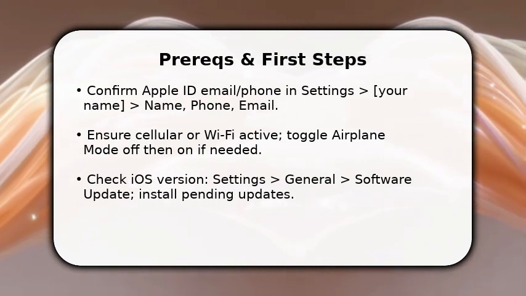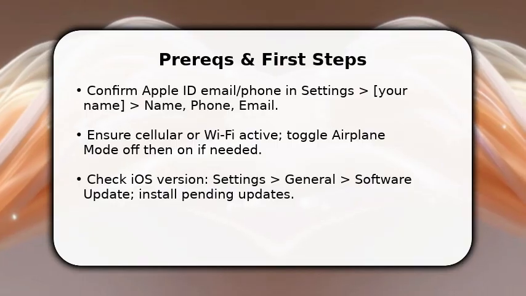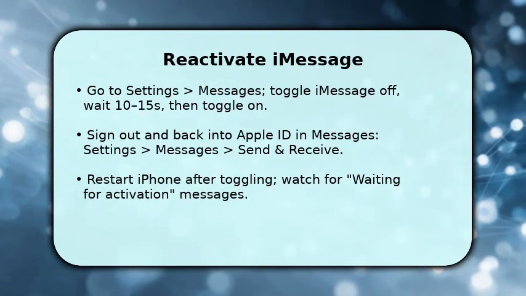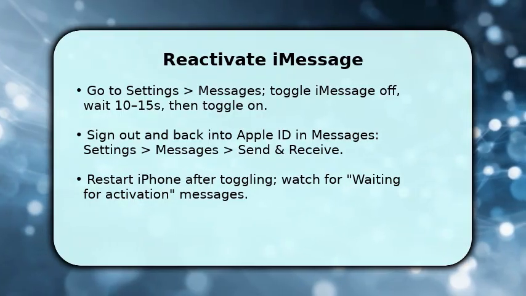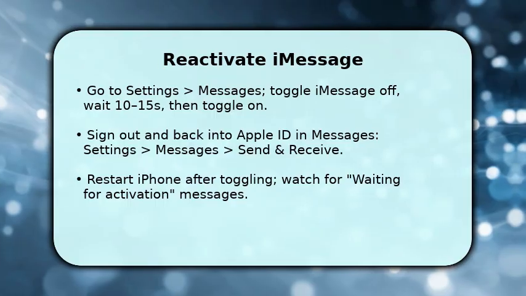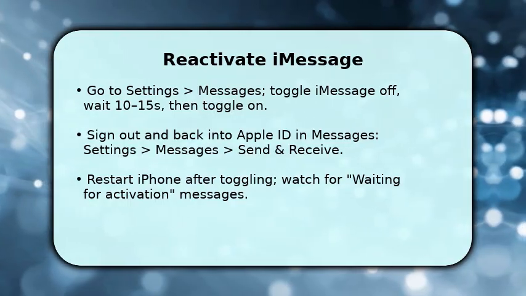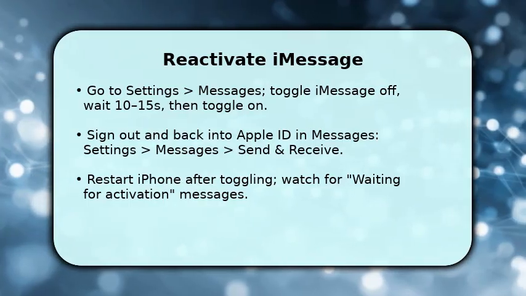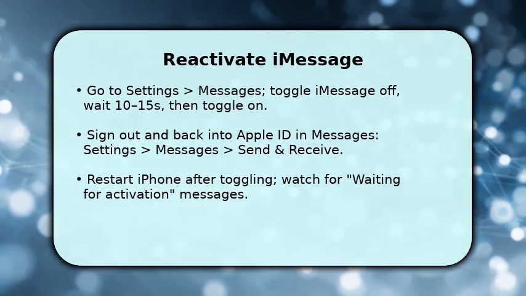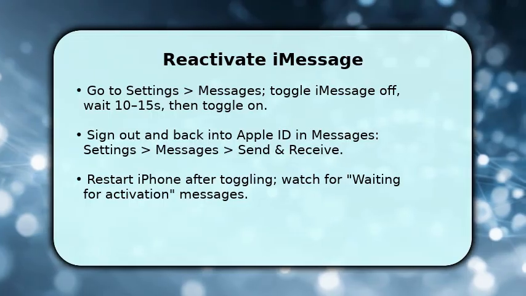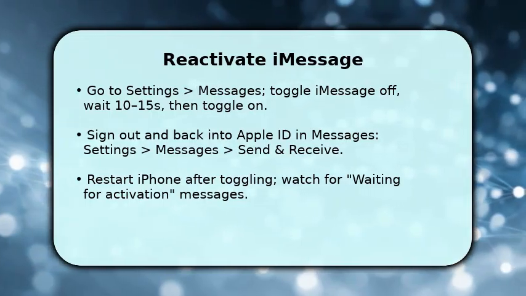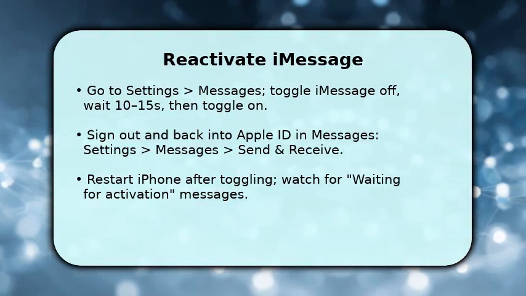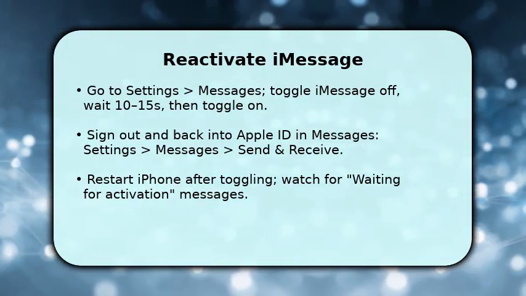You'll now force a fresh activation cycle for iMessage. Open Settings, tap Messages, and toggle iMessage off. Count 10 to 15 seconds before turning it back on to clear cache states. Next, tap Send and Receive, sign out of your Apple ID if present, then sign back in to refresh registration. Once finished, restart your iPhone to finalize settings and watch the top of the Messages screen for activation status. Patience is key, because activation can take several minutes.